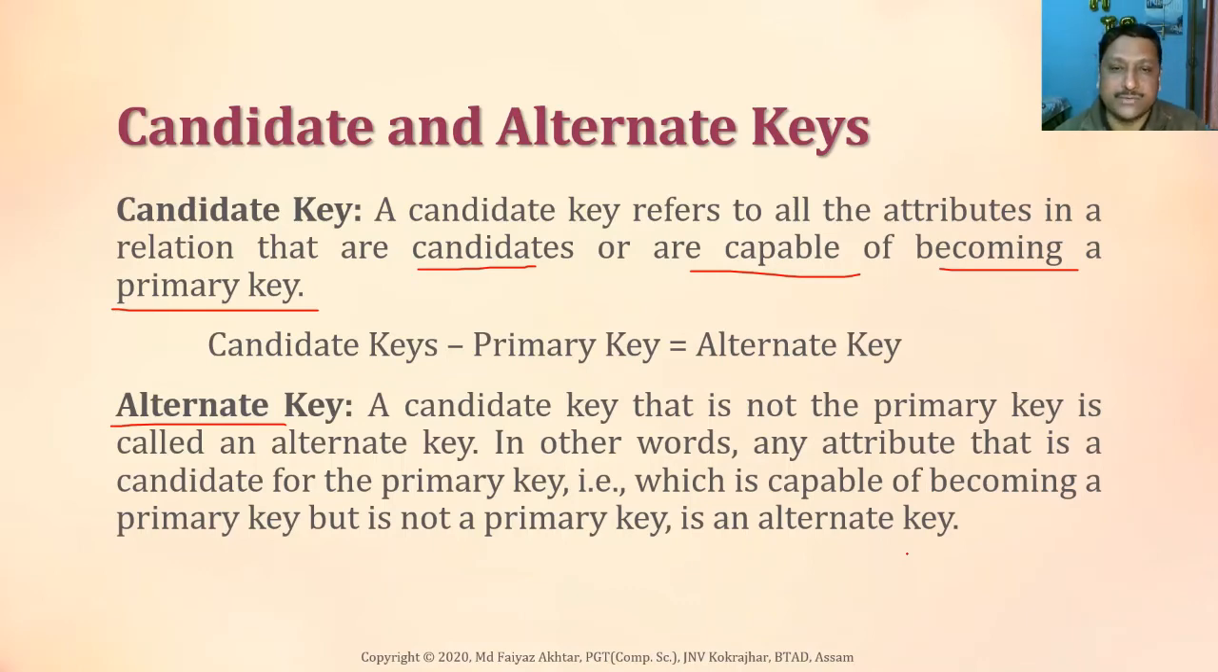So the formula is here. Alternate keys are the candidate keys minus the primary key. All the other keys which do not become the primary key are known as alternate keys. We can also say that candidate keys are the alternate keys plus the primary key.